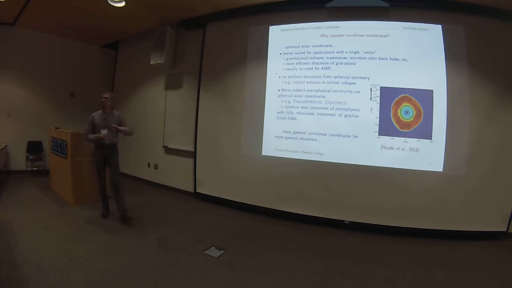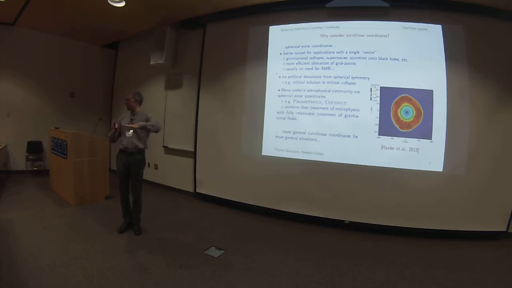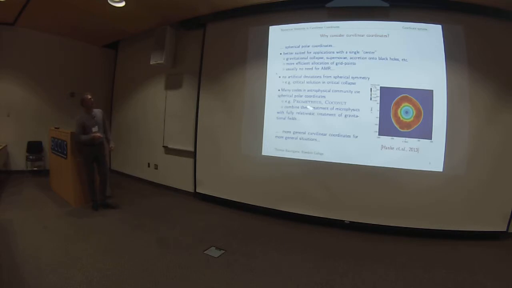There are also applications where you're interested in deviations from an exact spherical symmetry, for example, in the context of critical collapse. In Cartesian coordinates, you always have deviations from spherical symmetry, just because of the numerical error. Whereas in spherical coordinates, you can do it very beautifully. Also, there are many community codes in the astrophysical community that use spherical polar coordinates, with a very sophisticated treatment of the microphysics. In essence, we would like to combine that with a sophisticated treatment of gravity, and that involves providing methods that work in spherical coordinates.